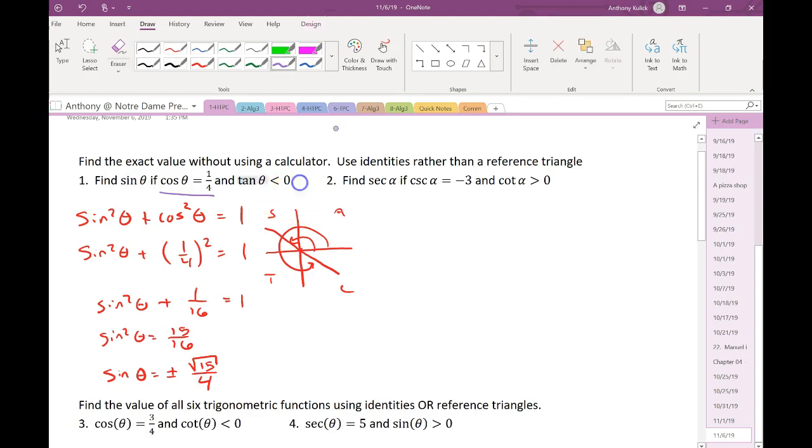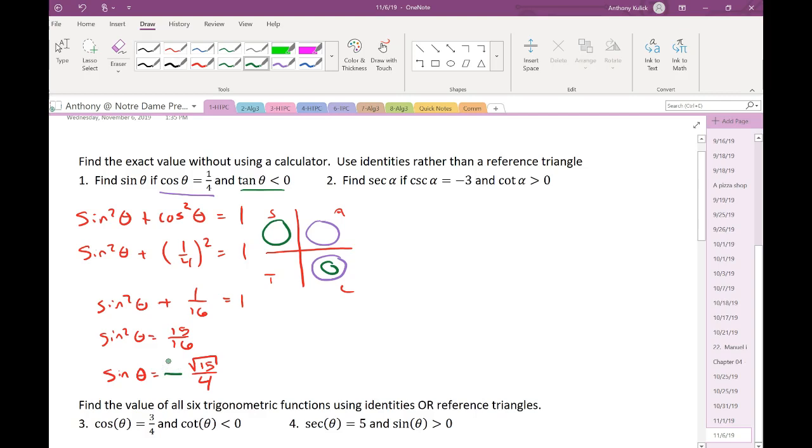Actually, let's do those in two different colors. So if I get rid of that stuff, cosine is positive here and here. Tangent is negative here and here. So the quadrant that we're in is definitely the fourth quadrant, right? Which tells us sine should be what? Negative.